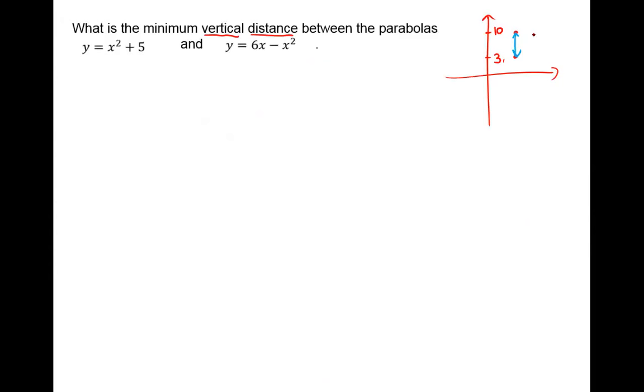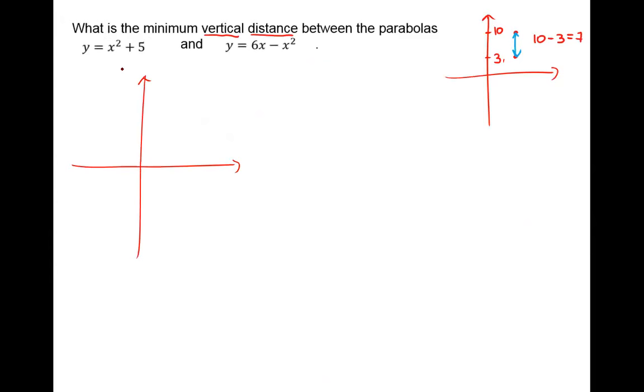That means how can I find the vertical distance? I can subtract the top value, f of the top value minus the bottom value. Yes, correct? That means what I will do, I can possibly draw these parabolas. I don't know if we really need to, but I would like you to know.